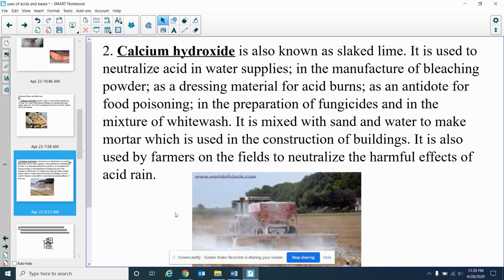It's also used to neutralize acid in water supplies and the manufacture of bleaching powder, a dressing for acid burns, antidote for food poisoning, and fungicides, and it's in whitewash. It's also mixed with sand and water to make mortar, which is used in the construction of buildings. So it has a lot of uses. And again, here it says it's used by farmers on fields to neutralize the harmful effects of acid rain.